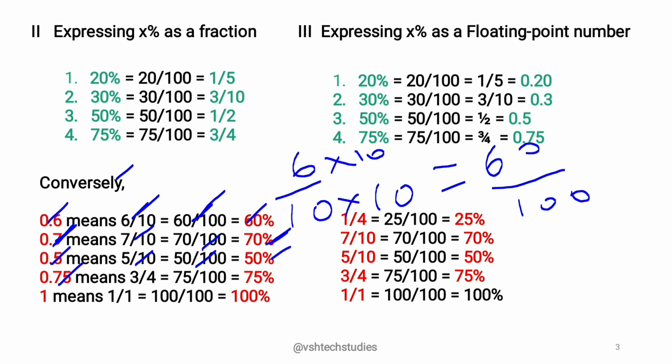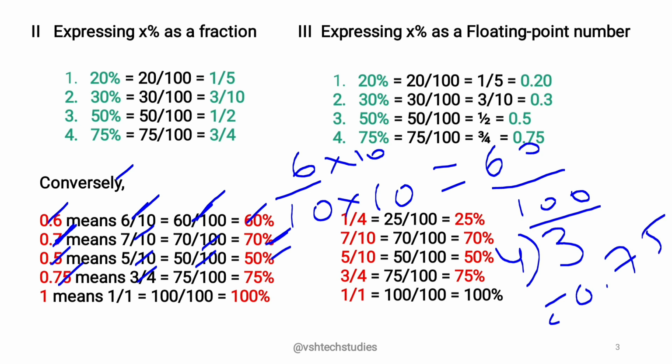0.75 is 3 by 4 in fraction form. If you divide 3 by 4, we get 0.75. So 0.75 is also equal to 75 by 100, and 75 by 100 means 75%. Similarly, 100 by 100 is 100%.